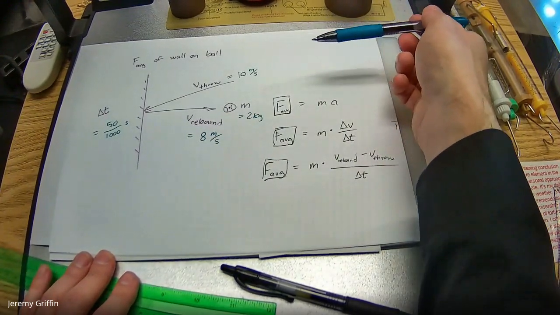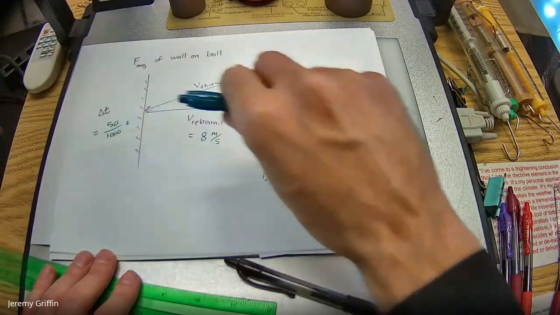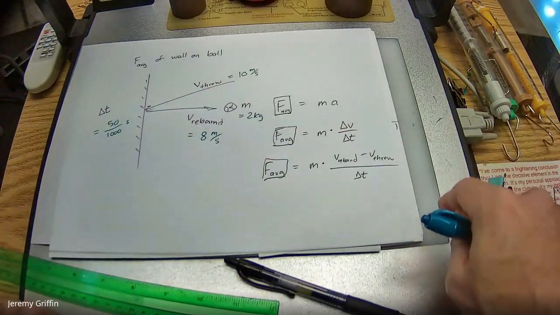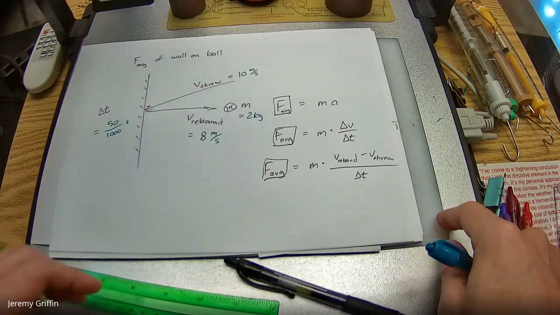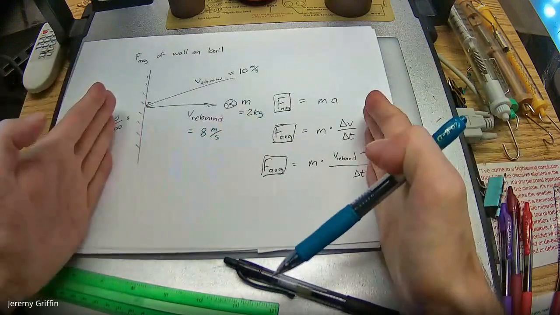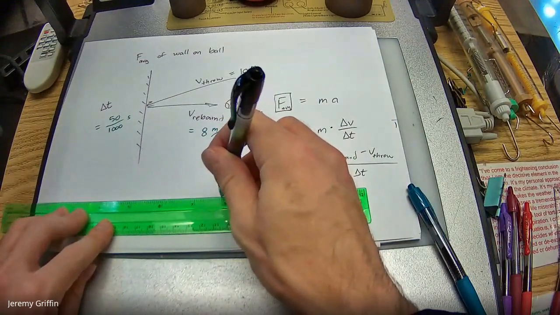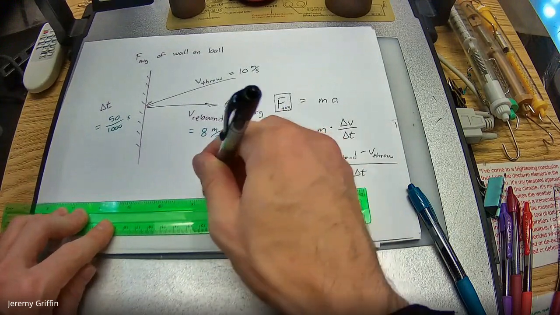What is the difference between 10 meters per second to the left and 8 meters per second to the right? And the answer is not 2 meters per second. What's the difference between 10 left and 8 right? And the answer is not 2. 18. 18. Yeah, you guys got it.